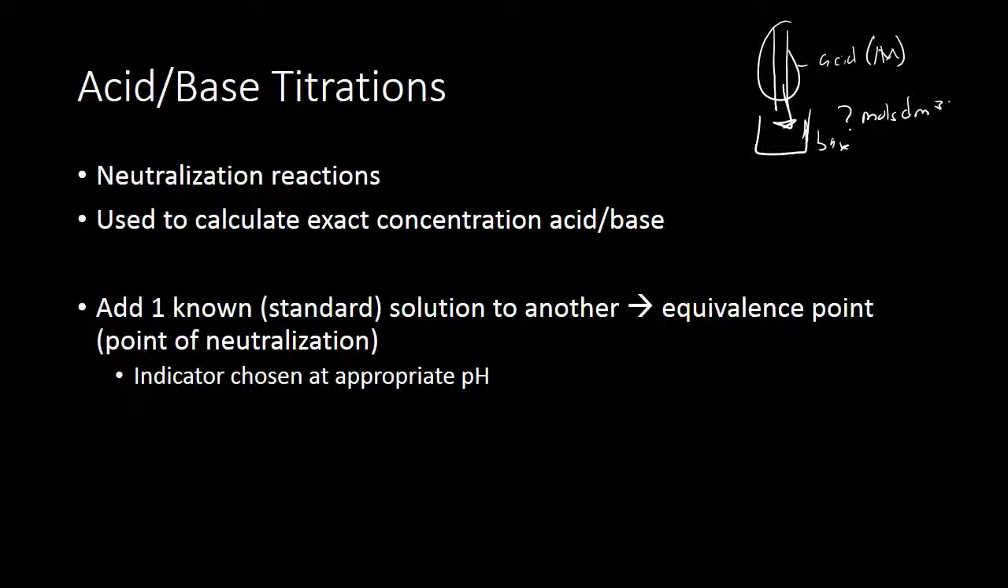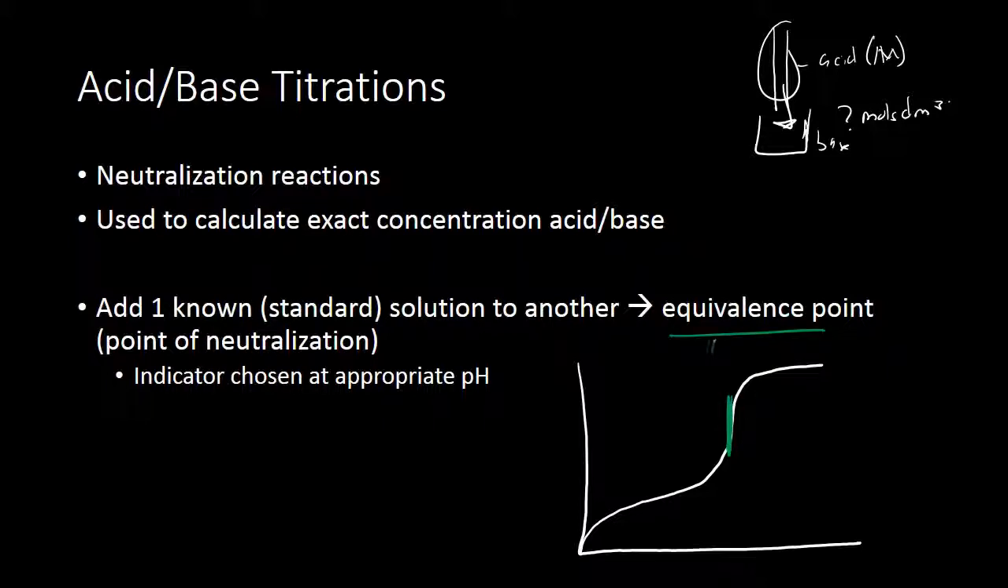And when you do this, you can plot, and you can do this using LoggerPro. And so you're going to see what's called the titration curve. And the point of equivalence is the point where you go straight up and down. So this is your point of equivalence. Okay, at that point, you're going to get a pH value.